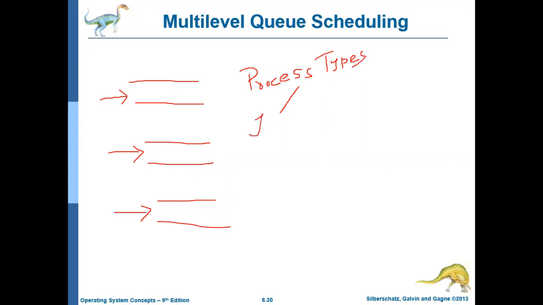The first one is the interactive process, and the next one is the batch process. Processes can be broadly classified into these two categories: interactive process and batch process. So what is an interactive process? Interactive processes are typically created by users, and in between the users will interact with the process.